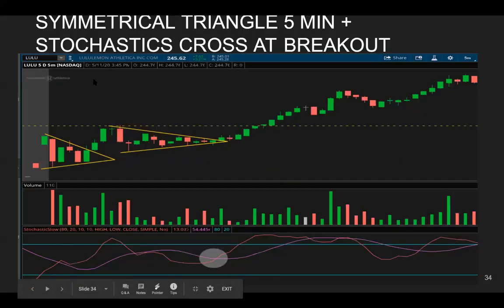Symmetrical triangle, 5 minutes, plus stochastic cross at the breakout. Now, here, this is where it gets kind of tricky sometimes. You have a triangle forming here, but it's really close to the next resistance. Do you really want to trade this breakout for a day trade, or can you scalp this, for example? Scalp. The difference between scalping and day trading is your position size, right? You don't really scalp with one contract. Does that make sense?